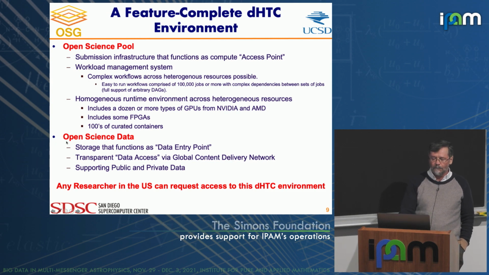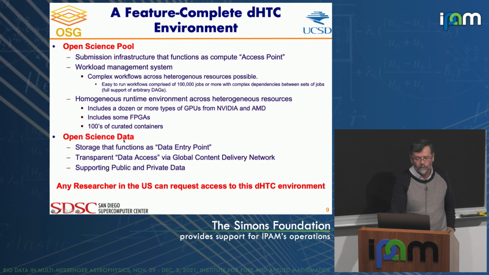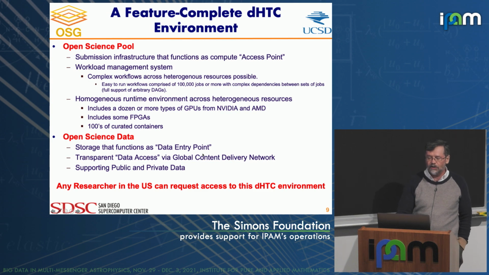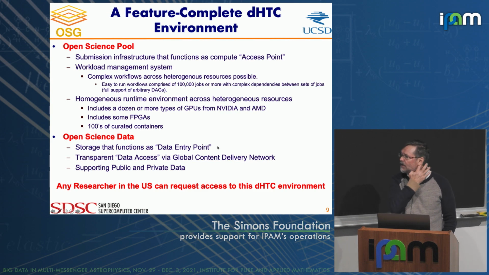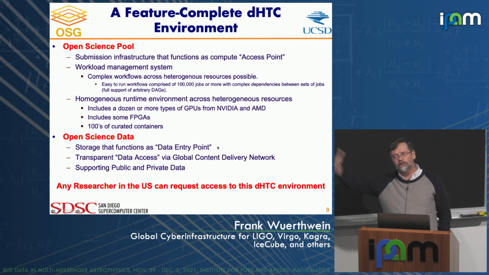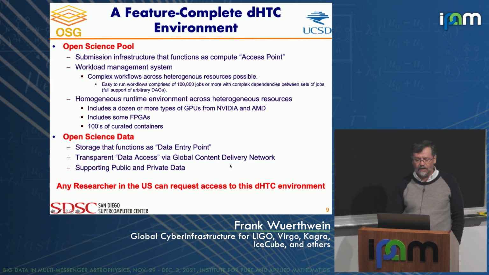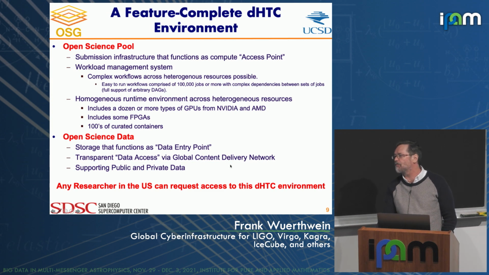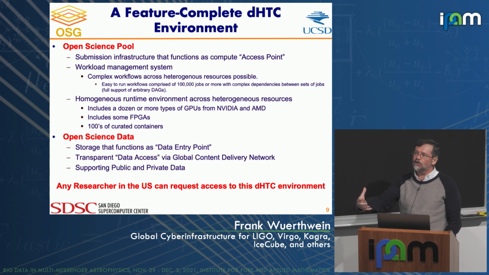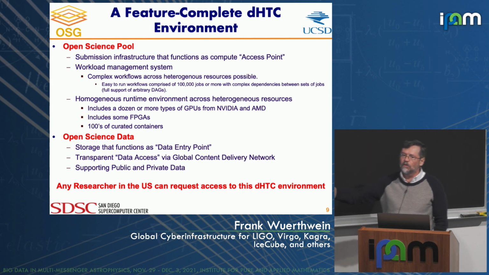Then in addition, there is the open science data. There is storage that functions as data entry points. I tend to call them origins of data. And then there is the global content delivery network that makes data access transparent. In essence, we run an infrastructure so that you can land anywhere in the world and have a reasonably close data cache that you can access as if it was local.